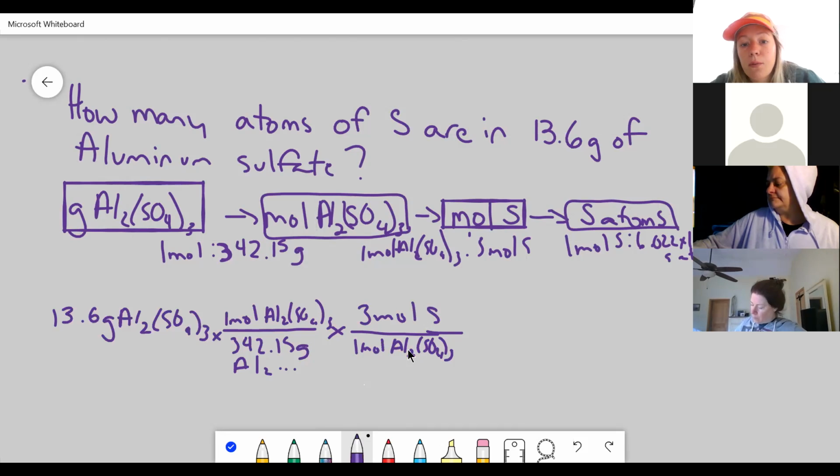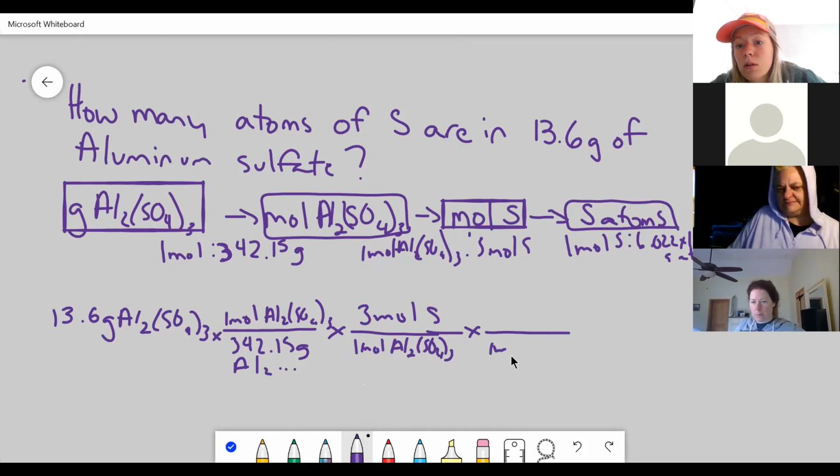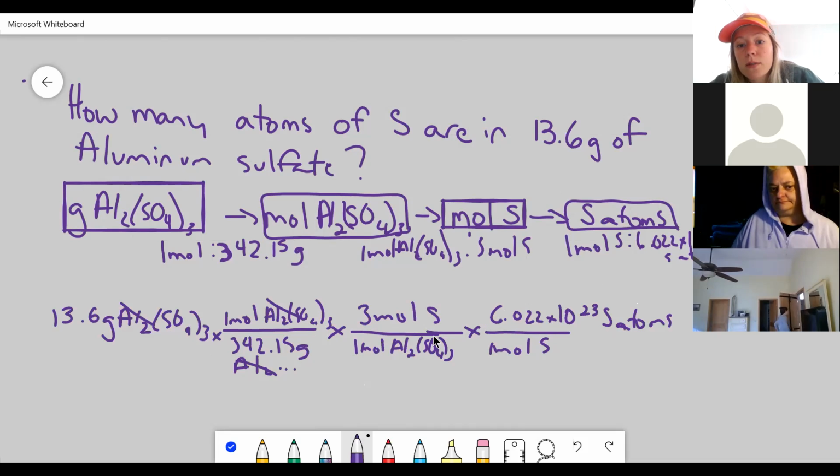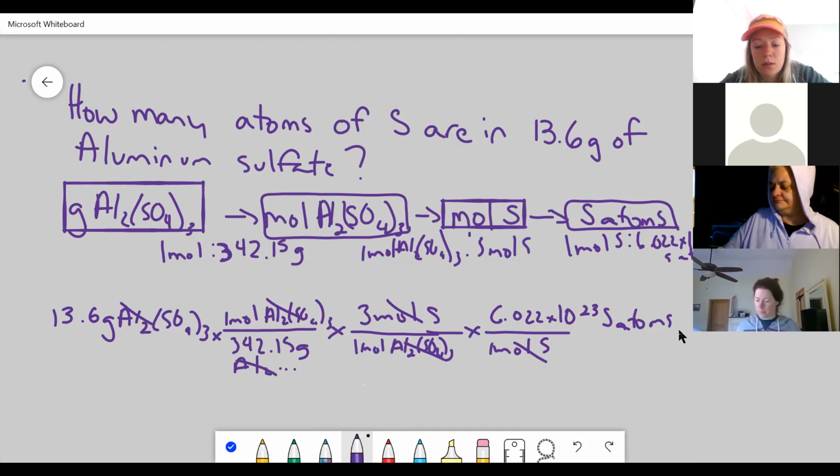That will get rid of moles of the compound. And then the last step is I want atoms. So for every 1 mole of sulfur, I will get 6.022 times 10 to the 23rd sulfur atoms. And you just make sure everything's canceling along the way. So grams of compound cancel, moles of compound cancel, moles of element cancel, and we'll be left just with the sulfur atoms. So multiply across the top.